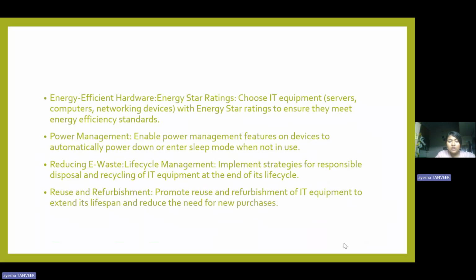Reducing e-waste. Life cycle management. Implement strategies for responsible disposal and recycling of IT equipment at the end of its life cycle. Reuse and refurbishment. Promote reuse and refurbishment of IT equipment to extend its lifespan and reduce the need for new purchases.